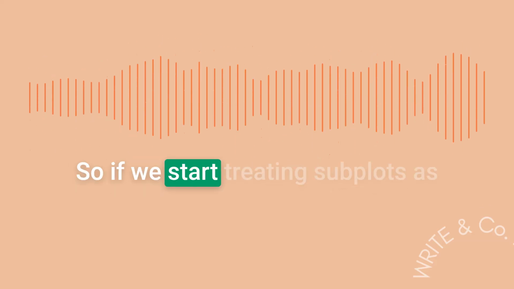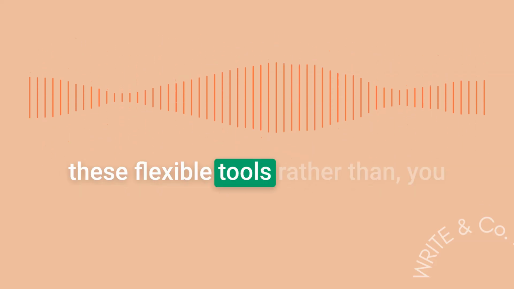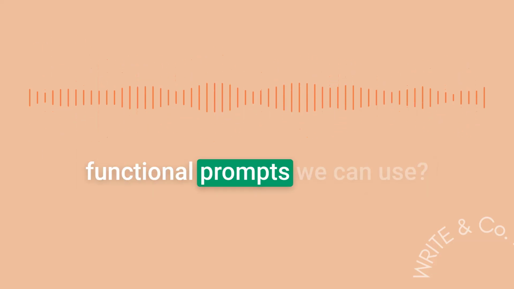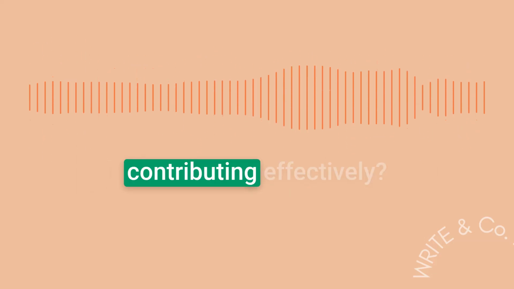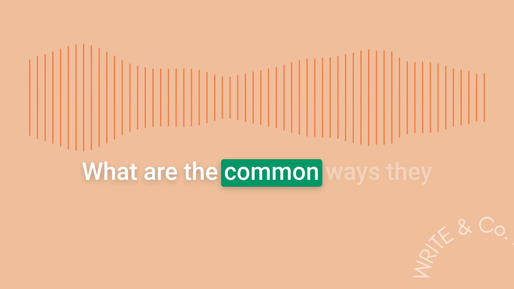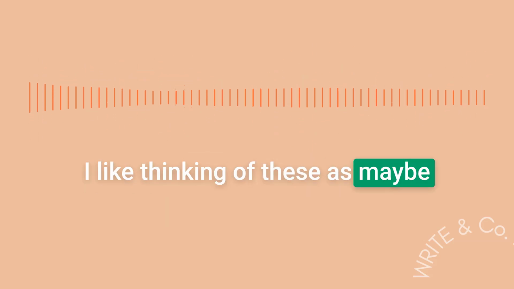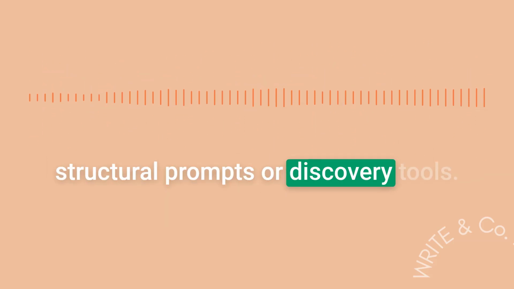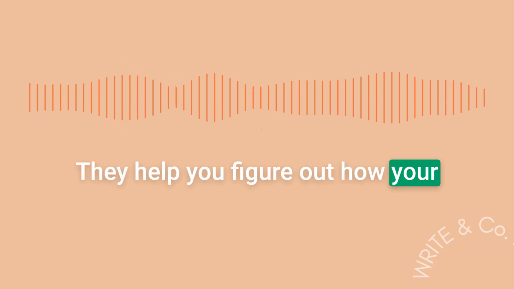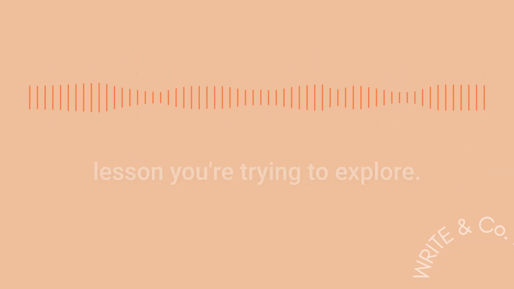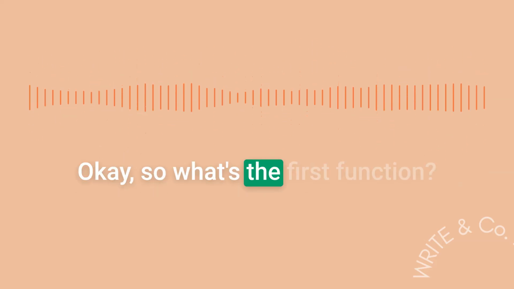So if we start treating subplots as these flexible tools rather than rigid rules, what are some functional prompts we can use? How can we ensure they're contributing effectively? What are the common ways they actually propel the story forward? Yeah, I like thinking of these as maybe structural prompts or discovery tools. They help you figure out how your subplot can best support either the A story goal or the thematic lesson you're trying to explore. Okay, so what's the first function?